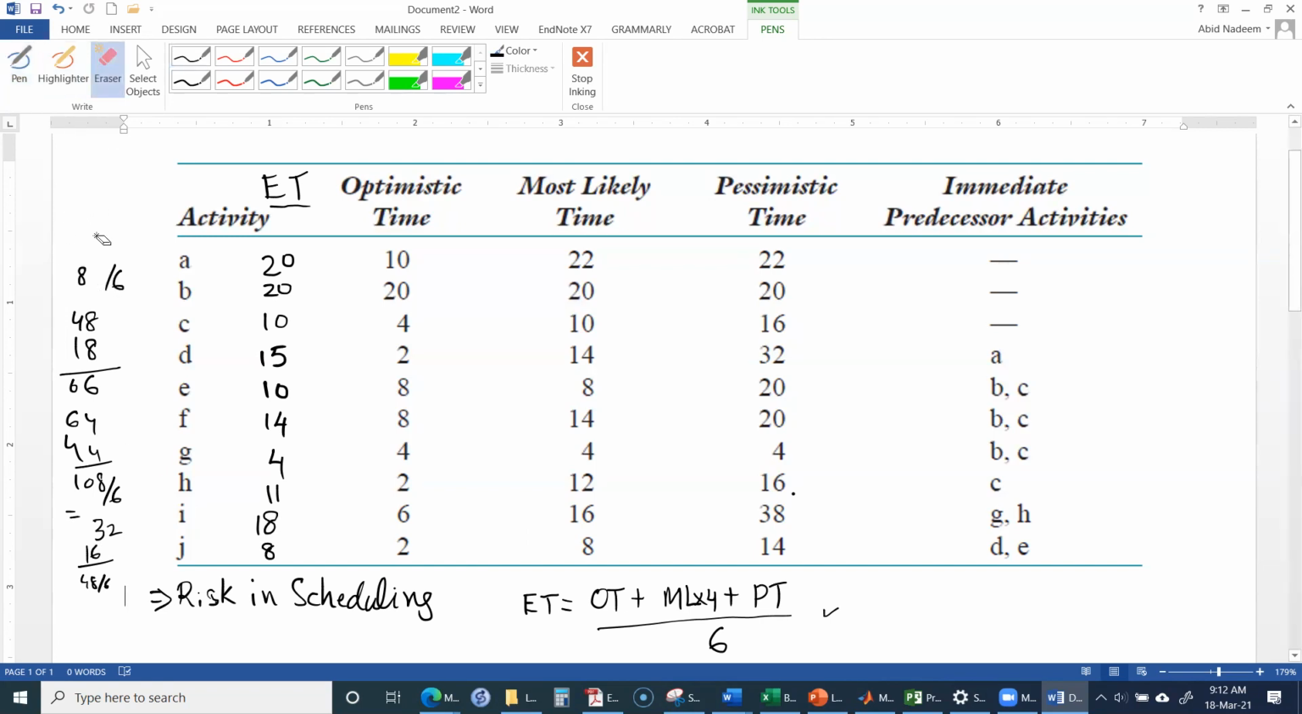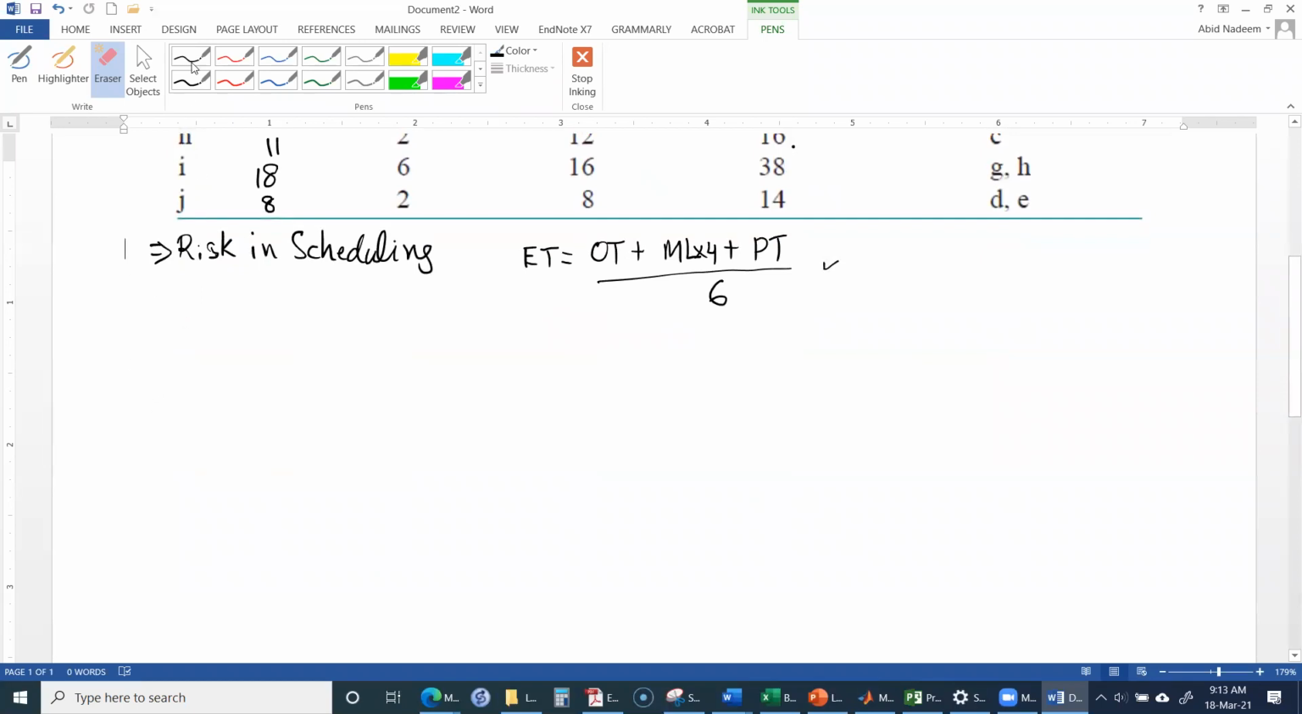Okay, so we did some back of the envelope calculation for that. I think these values will be useful for us later on. So now we will draw the network. For the network, we have activities A, B, and C, which have no immediately preceding activities. So we can draw this network by hand. We are not using any software for that.